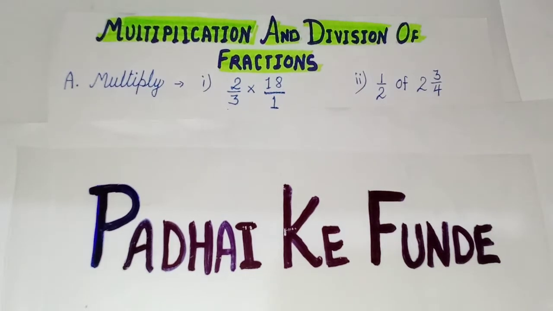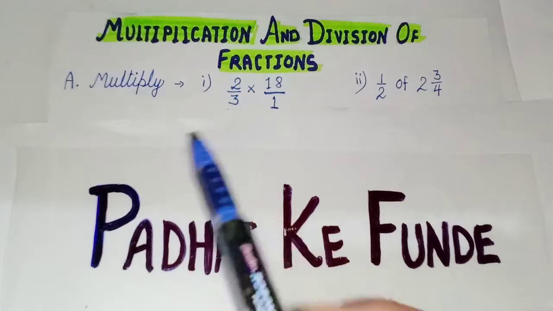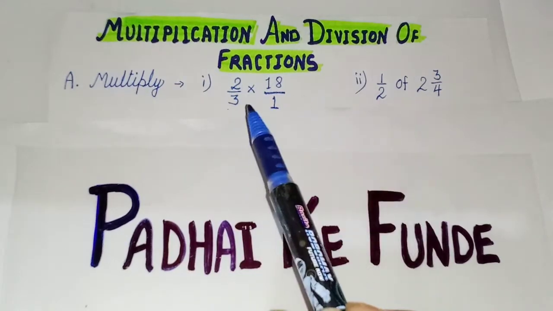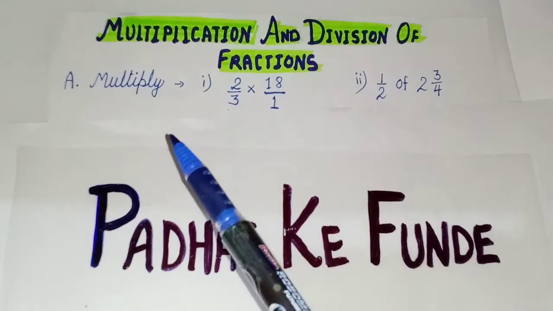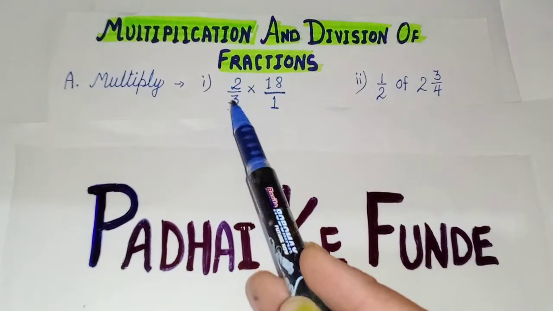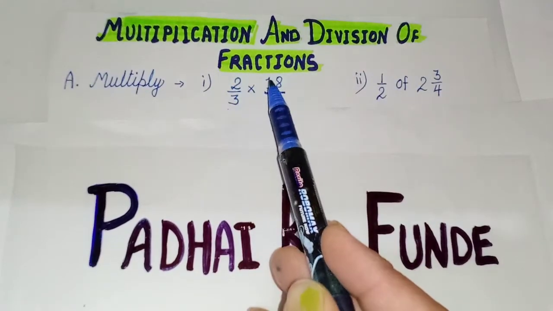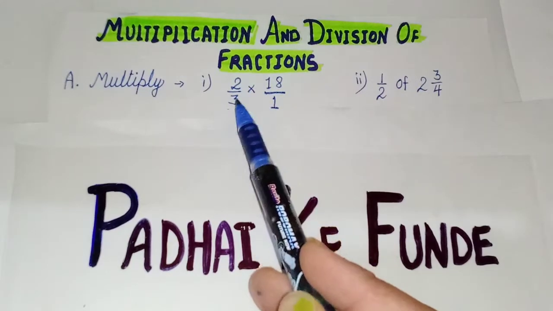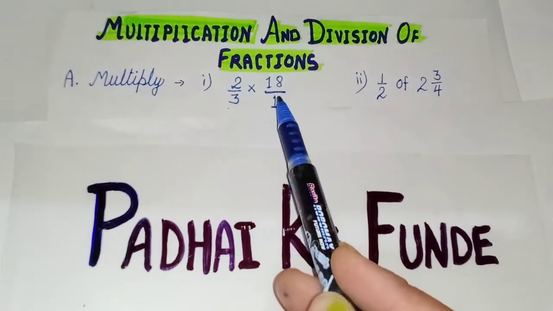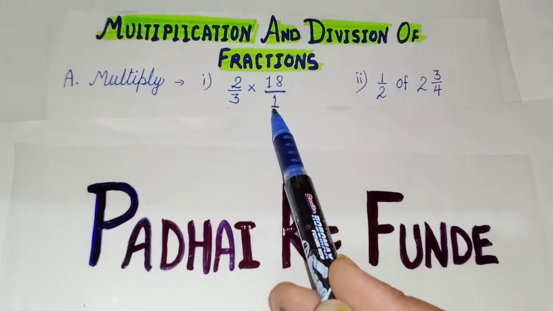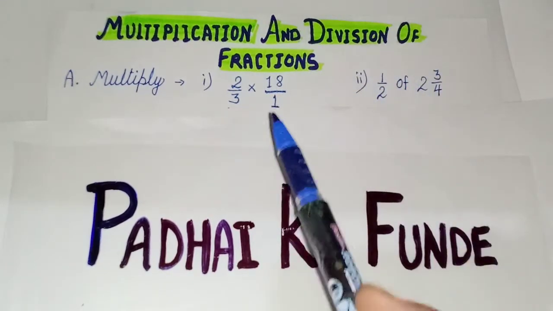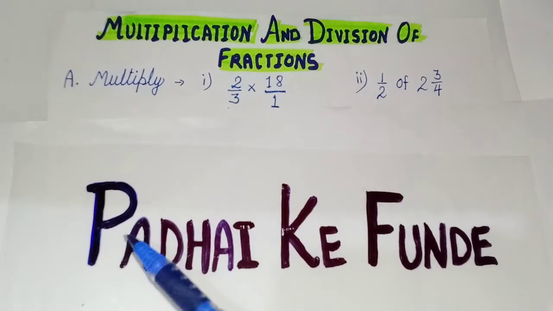Today we are going to study about multiplication and division of fractions. Here I have two examples to explain the procedure to be followed to multiply fractions. Sometimes you can get a question to multiply with a whole number. Suppose the question is 2 by 3 into 18. So what to do? That whole number also we will write in the form of a fraction by writing 1 in the denominator. Then it will seem simpler.